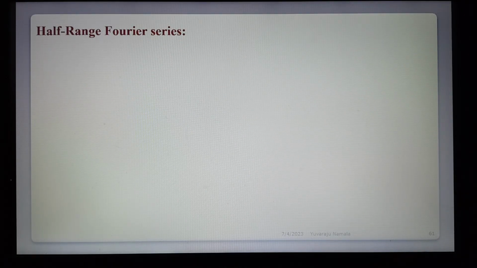Hi students. Today in this lecture we are discussing the topic half range Fourier series. We already discussed in the previous lecture the Fourier series expansion of a given function in the intervals minus L comma L, 0 comma 2L, 0 comma 2 pi, and minus 5 comma 5. So that is the complete full interval.